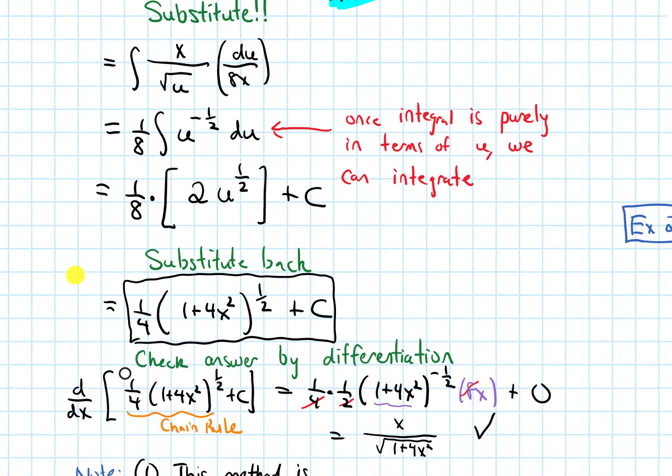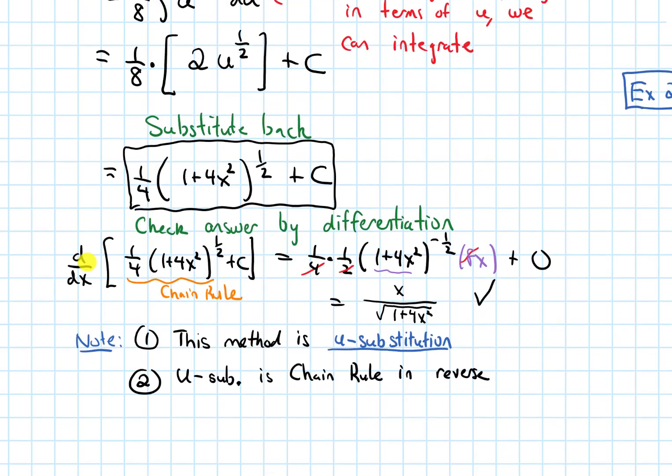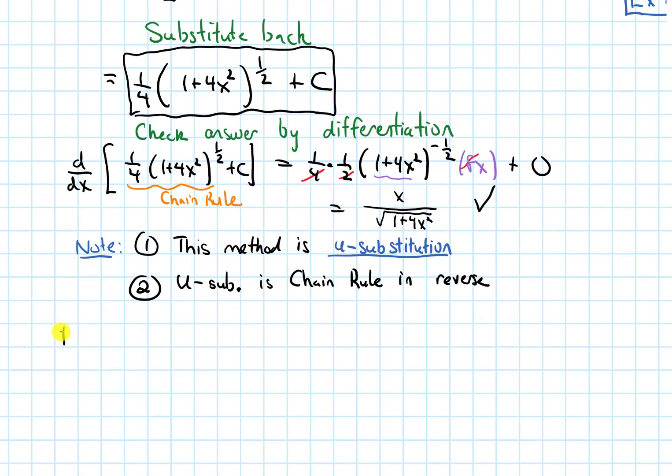All right, so I want to mention a couple of notes. The first is that this method is called U-substitution. We do the substitution by letting u be equal to some quantity. U-substitution, I'm going to abbreviate U-sub. U-substitution, it turns out, is the chain rule, but in reverse. It's the chain rule in reverse. Okay, so let's see why that is.